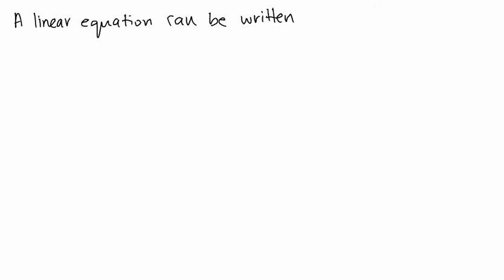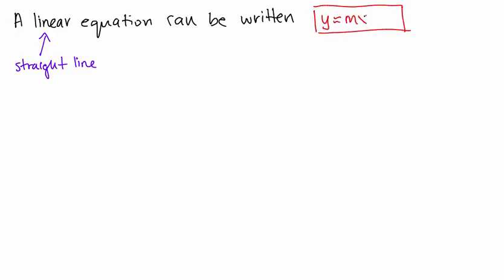So any straight line that you get, and linear just means straight line, any linear equation that you get can always be written in this form. And this is a key formula for this year and future years. And it's y equals mx plus b. And it's got some certainly distinct parts to it.